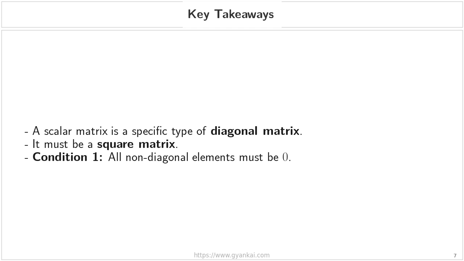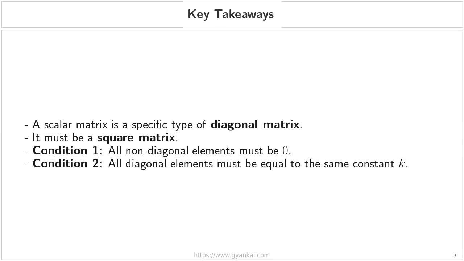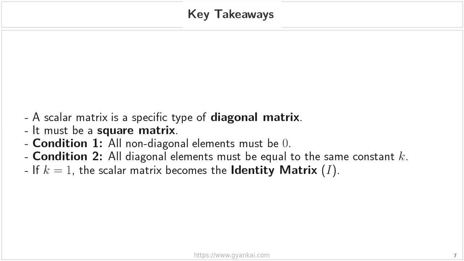To confirm if a matrix is scalar, it must satisfy 2 specific conditions. Condition 1, all non-diagonal elements must be 0. Condition 2, all the elements along the main diagonal must be equal to the same constant value, which we refer to as k. Finally, let's look at 2 special cases.